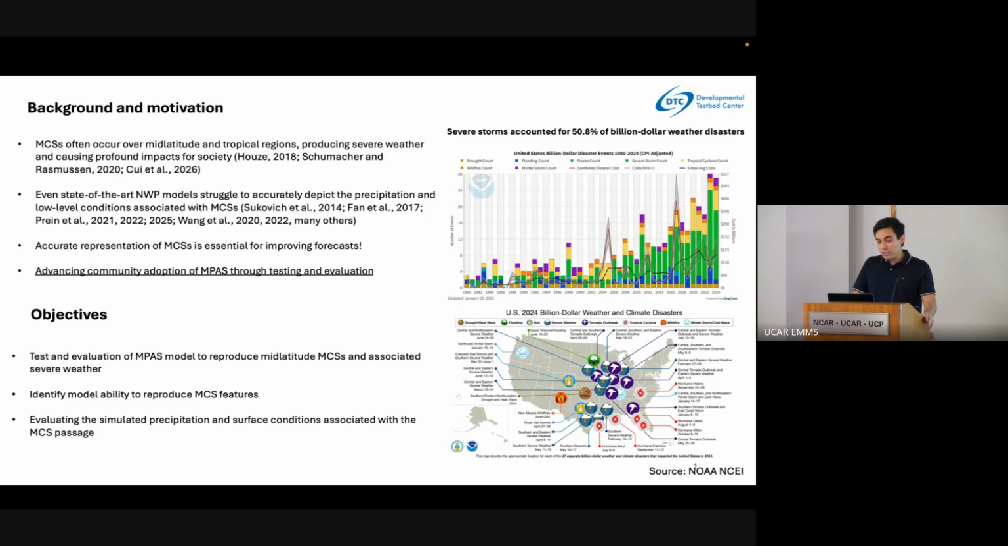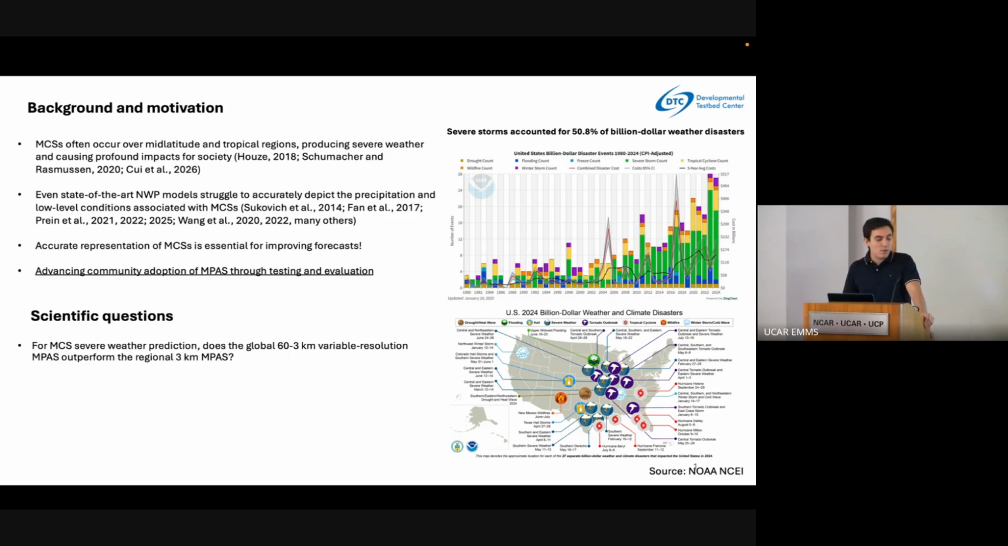So some objectives are test and evaluation of MPAS to reproduce mid-latitude and also tropical MCSs and associated severe weather, identify the model's ability to reproduce MCS features, and evaluate the simulated precipitation and surface conditions associated with the MCS passage.